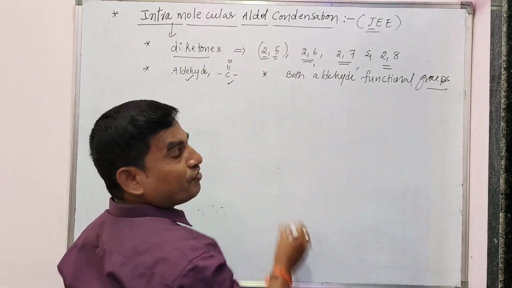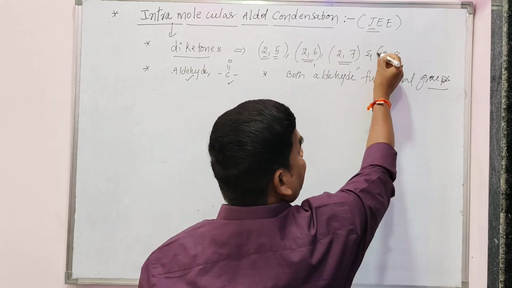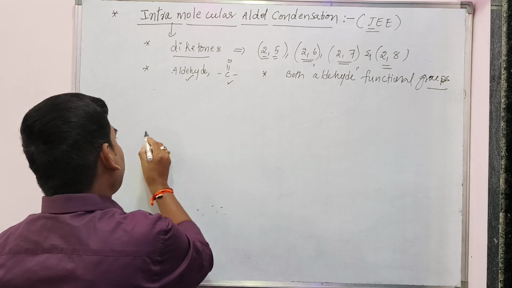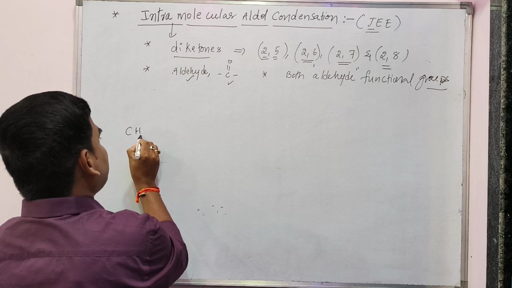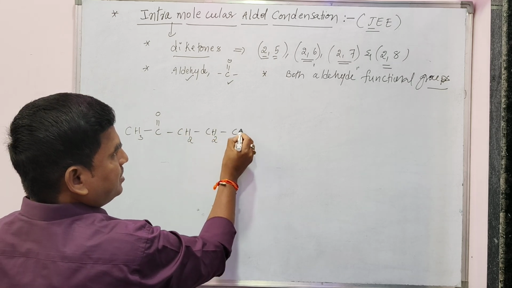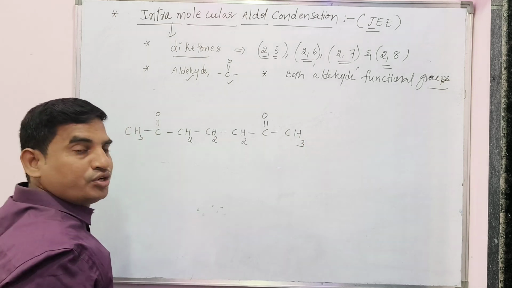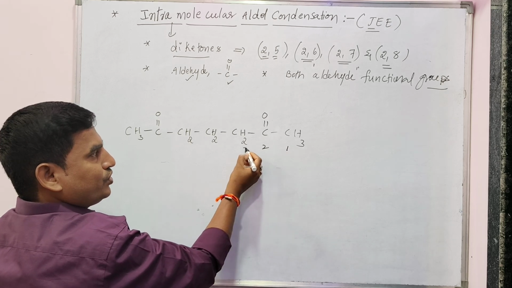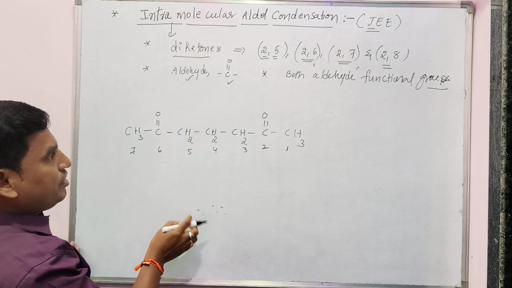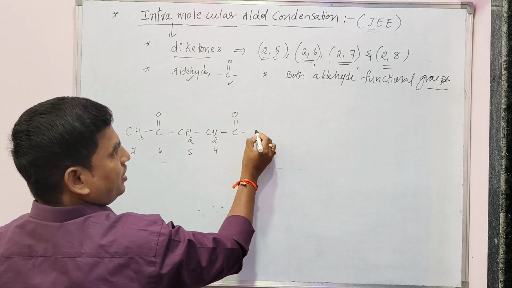For diketones, the keto groups must be at 2,5, 2,6, 2,7 or 2,8 positions. Let us take one simple example for 2,5. I am taking CH3, then C double bond O, then CH2 and CH2, and then C double bond O, and here is a methyl group. Now check the position of the keto groups. Number 1, 2, 3, 4, 5, 6, 7; here the position is 2,6. If you want 2,5, I can replace this one: methyl group, C double bond O, and CH3.